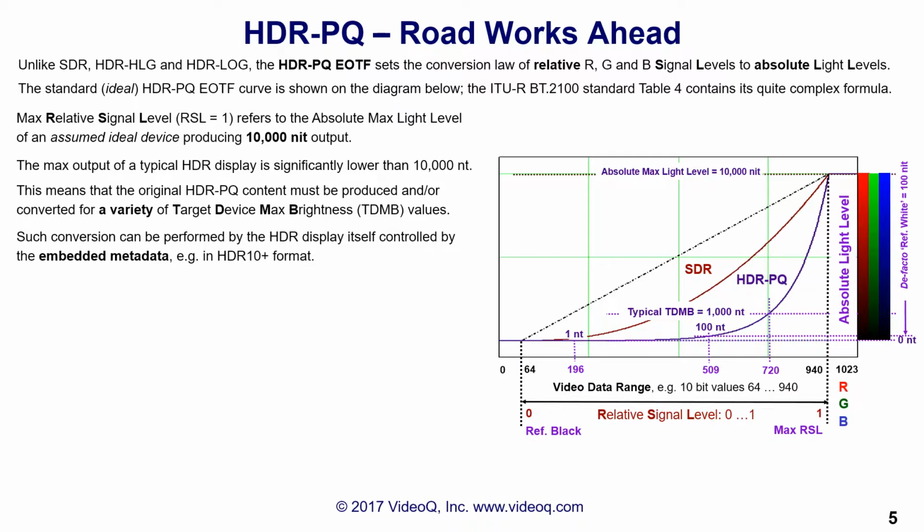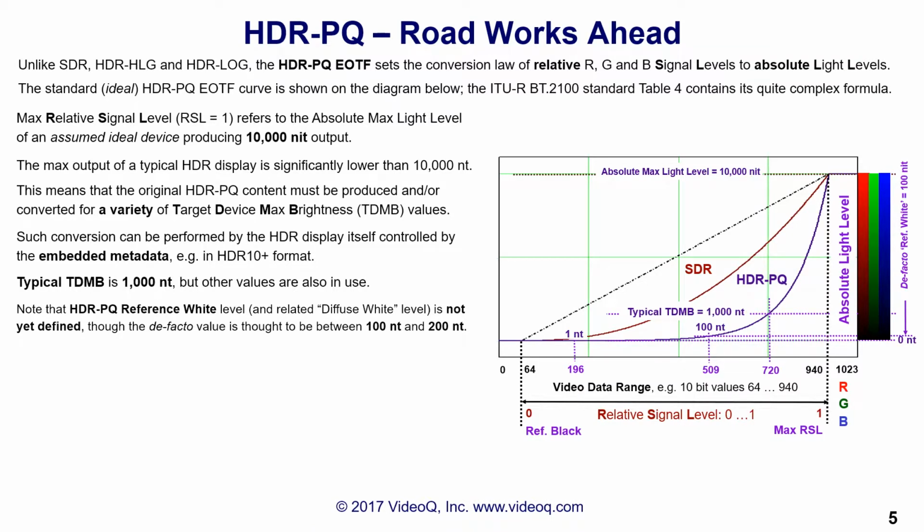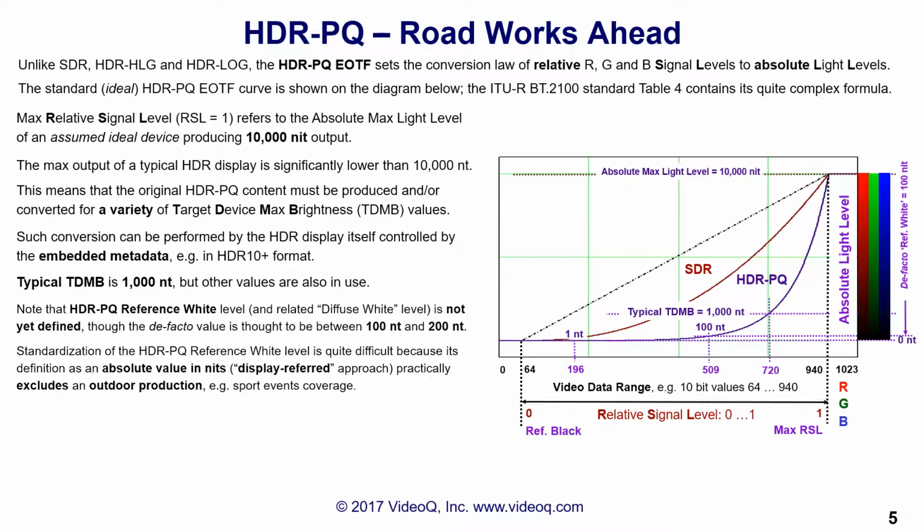HDR-PQ reference white level and related diffuse white level are not yet defined, although the de facto value is thought to be 100 nits. Standardization is needed, but the introduction of any HDR-PQ reference white level measured in nits makes it practically impossible in any outdoor production, such as sports event coverage.